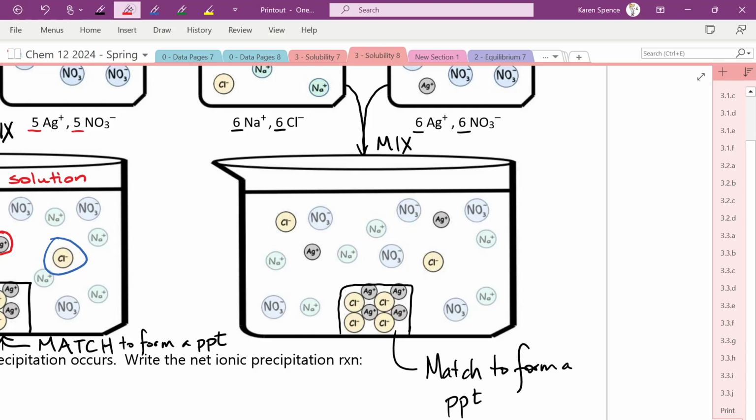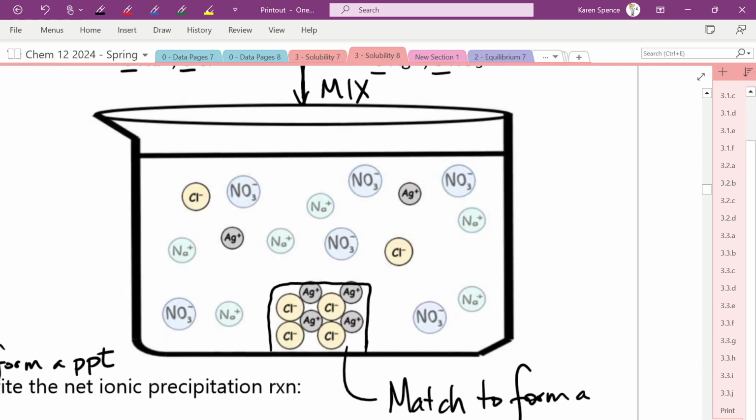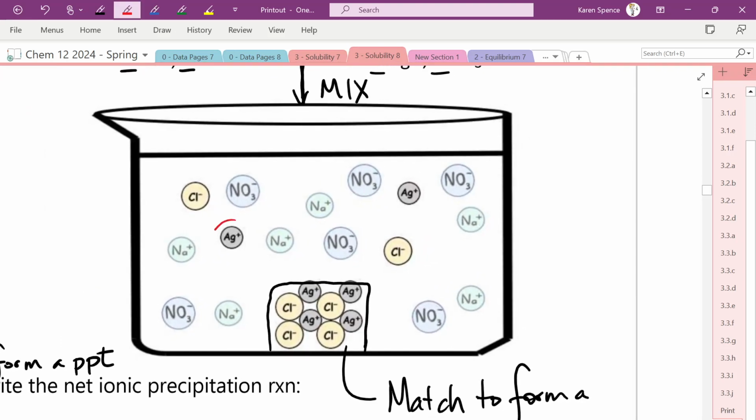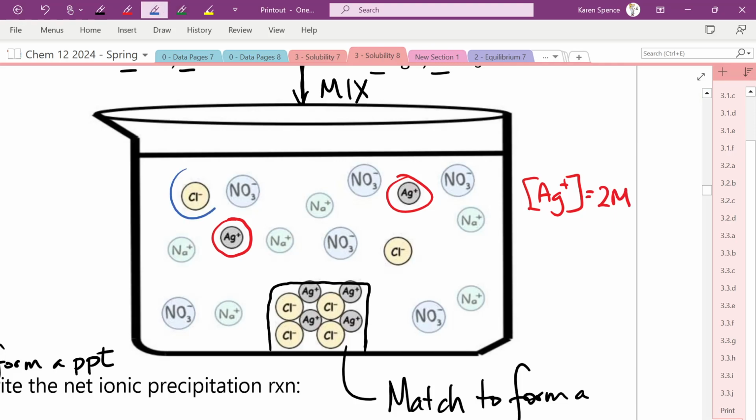How many silver are left over this time? 2. So the concentration of Ag+ is 2 molar. How many chlorides are left? 2. Concentration of chloride is 2 molar.